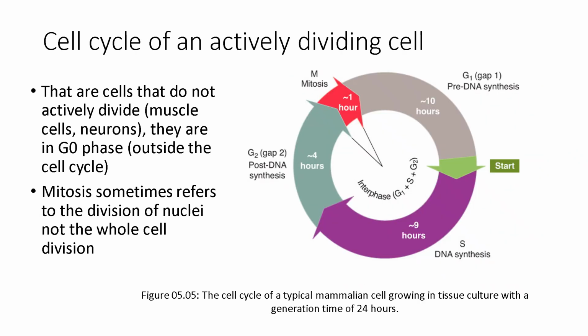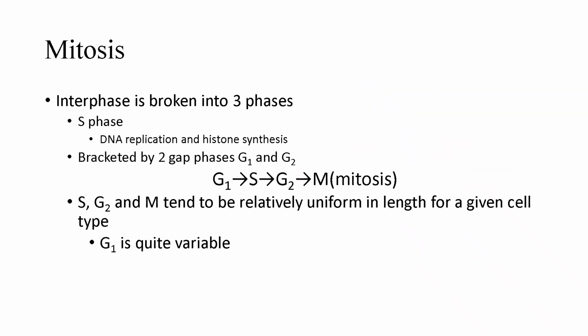This diagram depicts the cell cycle in a typical mammalian cell. It includes the G1 phase, S phase for DNA replication, G2 for preparation, and mitosis. G1 is the most variable in duration, while the other phases tend to remain consistent. Mitosis is divided into 4 stages.